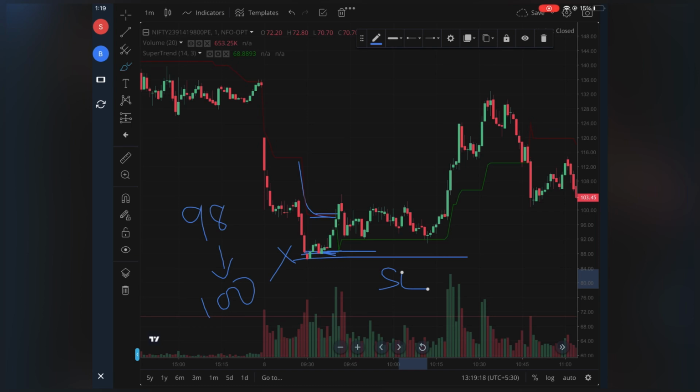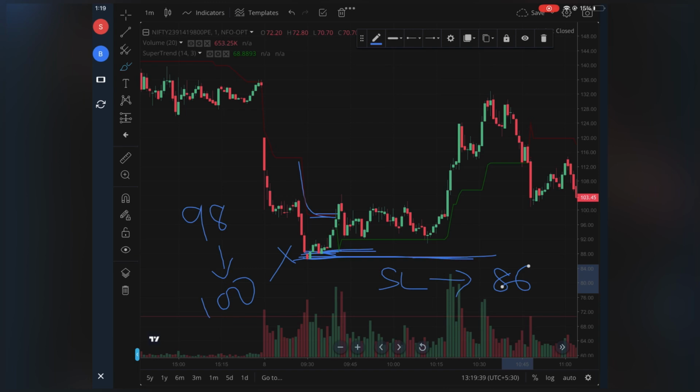I'm again repeating this. The green line is our stop loss in normal cases, but since they are almost the same, we are taking the swing low as the stop loss. There was just 1 point difference, so the swing low becomes our stop loss in this case. So the entry is 100 and the stop loss is 86.